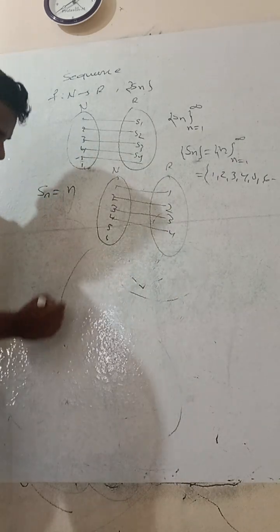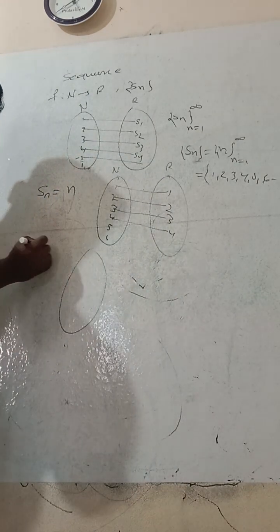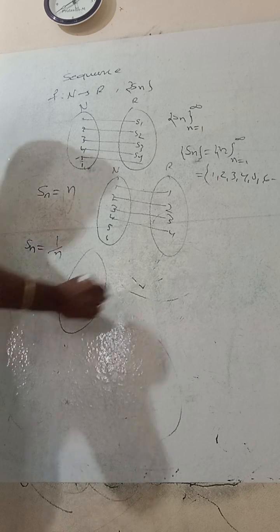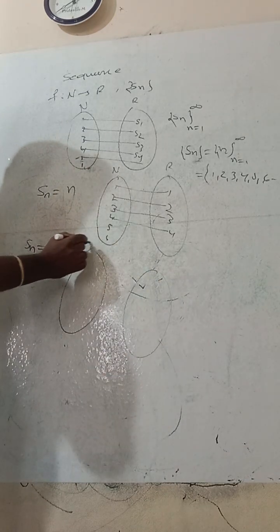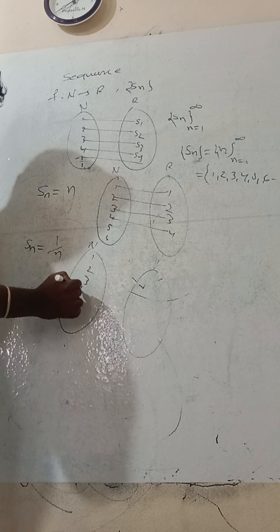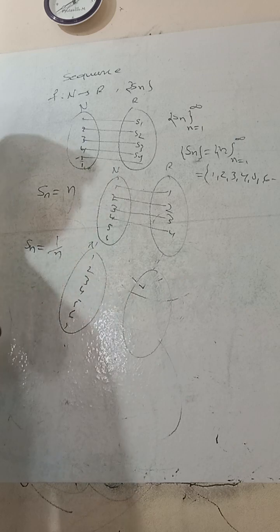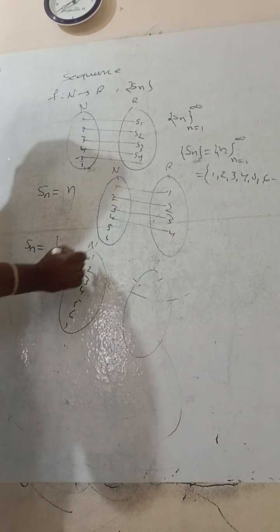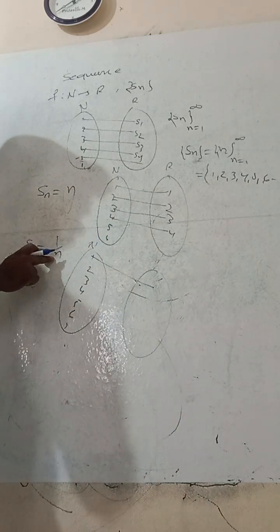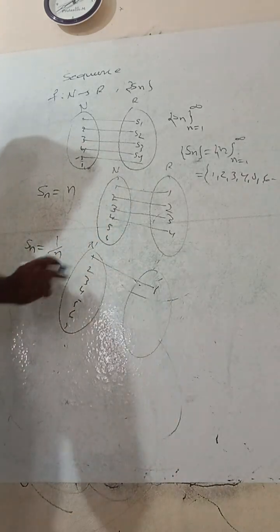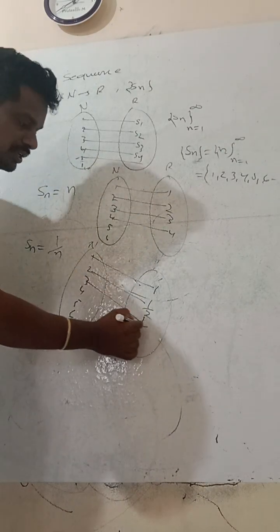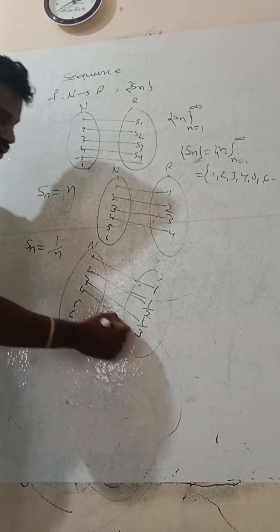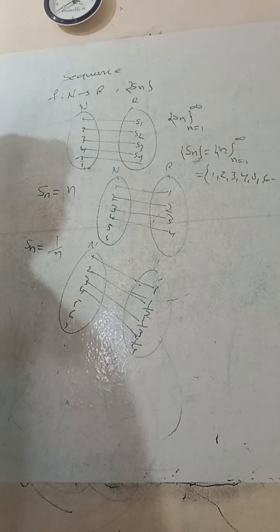Similarly, I am taking another example. Sn is equal to 1 by n. So this relation must be defined on the natural number set 1, 2, 3, 4, 5, 6 and so on. There are some numbers there. Put n equal to 1, what we get here is 1. n equal to 2, you will get 1 by 2. n equal to 3, you will get 1 by 3. n equal to 4, you will get 1 by 4.